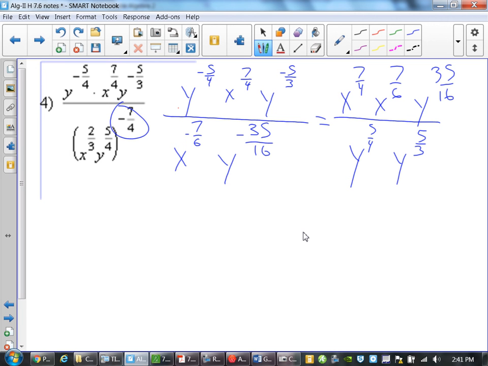And now worry about your simplifying. You have 7/4 and 7/6. Common denominator would be 12, so it'd be 21 and 14, so 35/12.